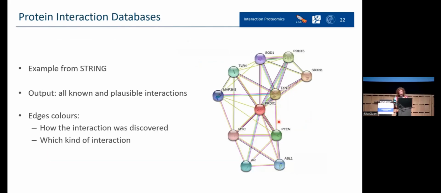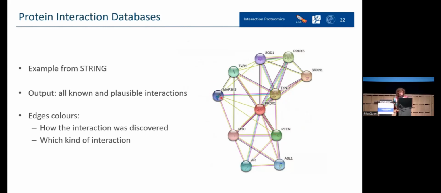So just to show you what you will see in these repositories, this is an example for STRING. I searched for this protein here at the center, PRDX1, and then STRING gives me all the known interactions. The program looks through the repositories on the internet and published data, and then finds all the possible interactions that have been described so far.